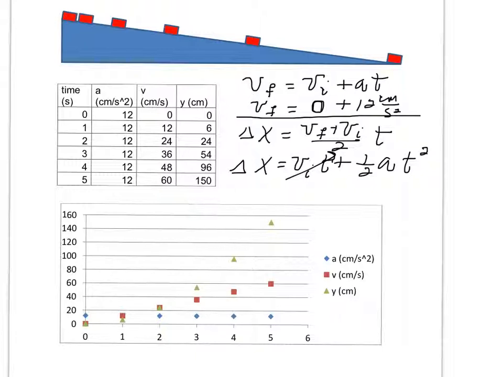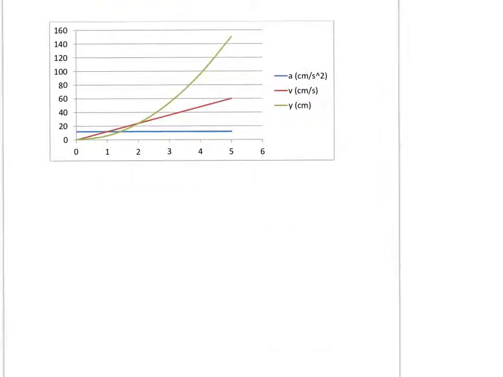And I'll go briefly to the next slide. In this case, you can see the points connected by lines, so you can clearly see the green line is a parabola. The red line is a straight line with a constant slope of 12, and the acceleration is constant at 12 centimeters per second squared. We're done.